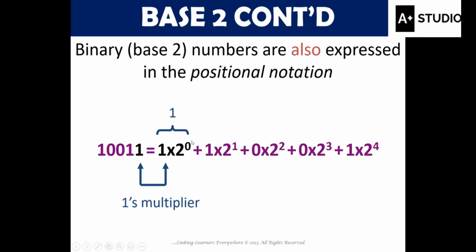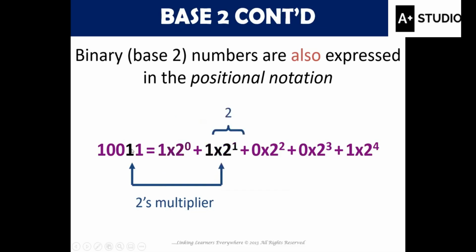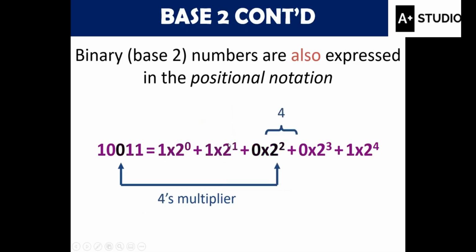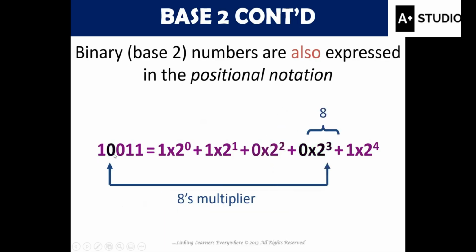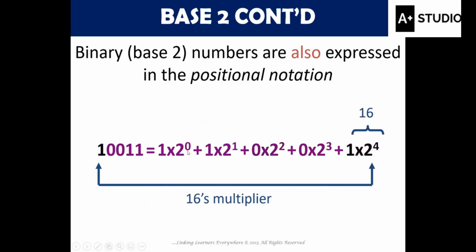So 1 times 2 to the power 0. The next one, 1 times 2 to the power 1. The next one, 0 times 2 to the power 2. The next one, 0 times 2 to the power 3. And the last one, 1 times 2 to the power 4. When you evaluate this, it gives you a value in base 10. I'm going to explain this further in my Excel.